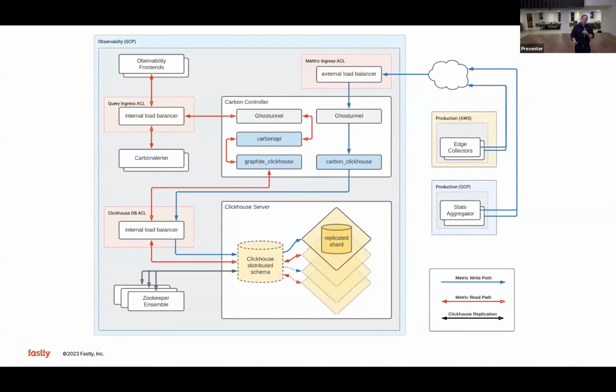On the opposite side, internally, we've got our observability front ends. These are internal users that are building out dashboards and visualizations, usually using a tool like Grafana, or they might be querying it through an API because they're building out their own integrations. We've written an internal tool that we have not yet open sourced called Carbon Alerter that allows you to write Prometheus-style alert expressions based off of Graphite querying data and be able to send notifications out.